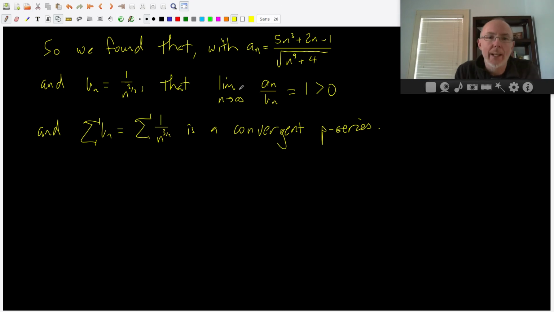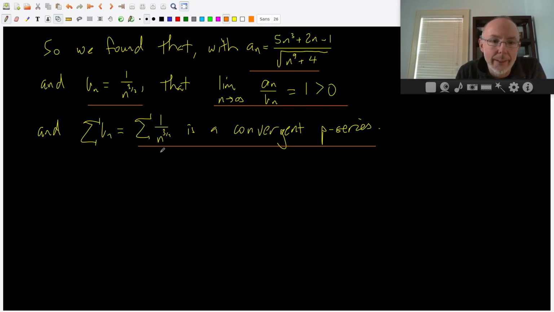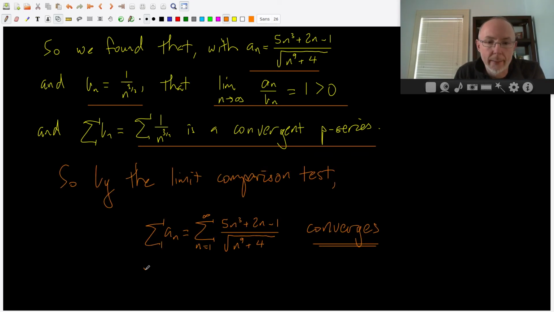So laying that all out, with our choices for a and b, the terms we want for the series, the simplified series that we got, we found that that limit was greater than 0, and so we can apply the limit comparison test. And combining that with the idea that the sum of the b's is just a convergent p-series, we find that the series we're interested in converges. So we can just write out that the sum of the a's, the series we're interested in, is a convergent series by the limit comparison test.